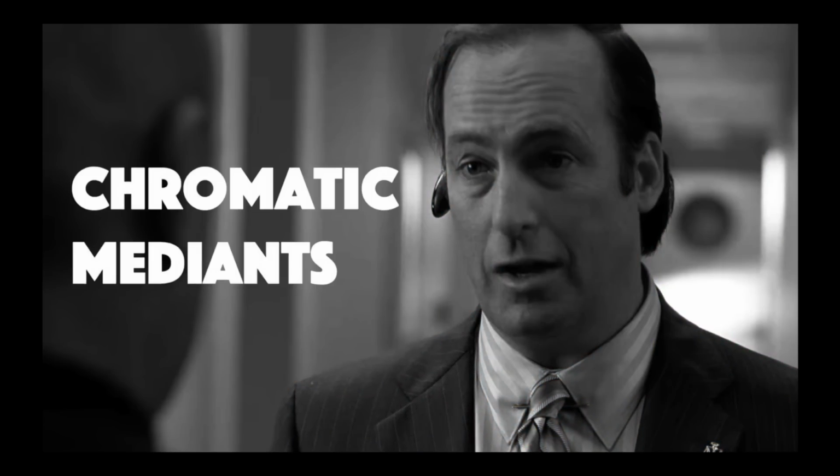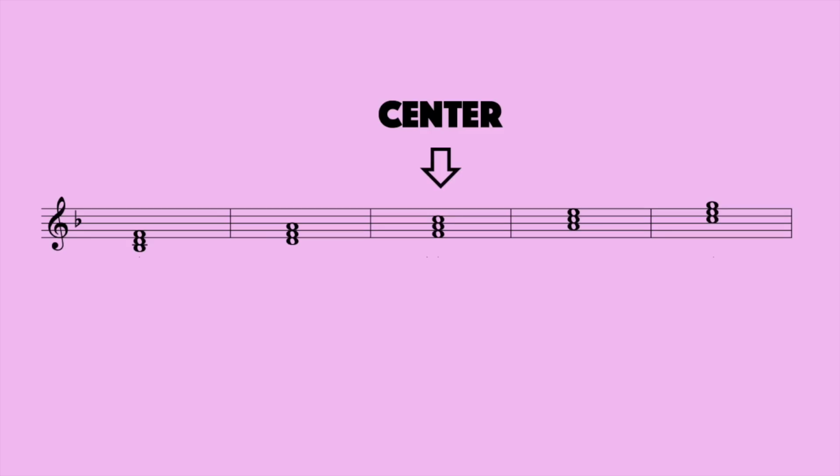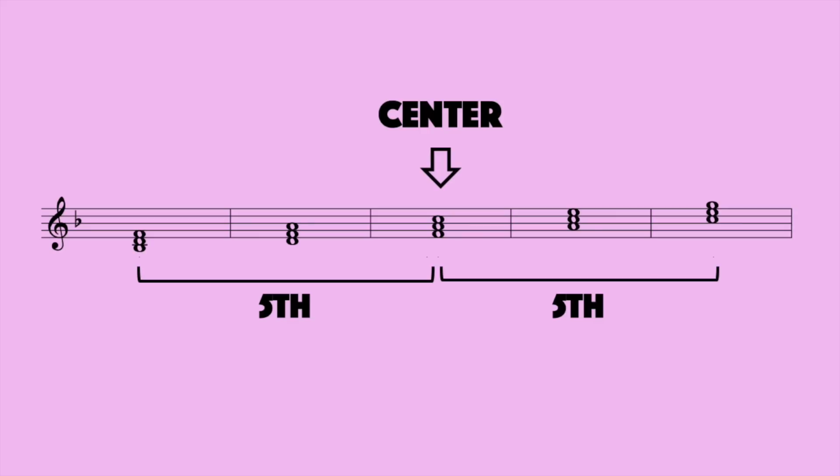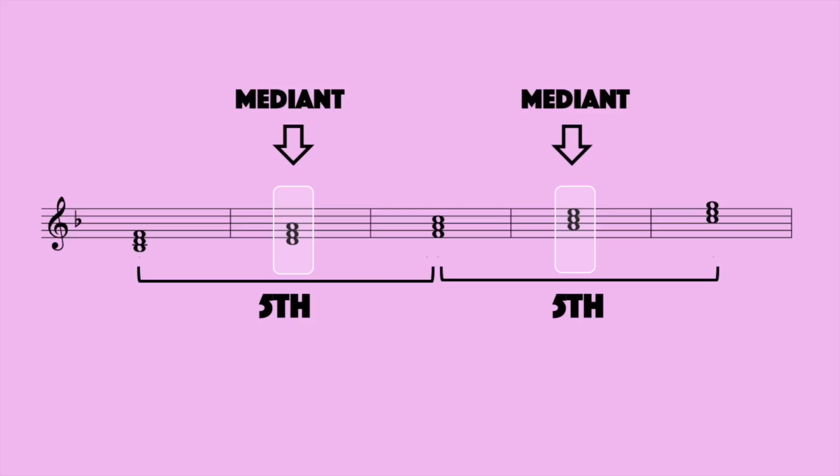Maybe it's good to know what a chromatic mediant relation actually is, because this plays a certain role in this video. Let's take F major as key center, with the constitutional fifths relations above and below. In the middle of two chords that are related by the fifth lies the mediant, and that's exactly what the term mediant means. In the middle.